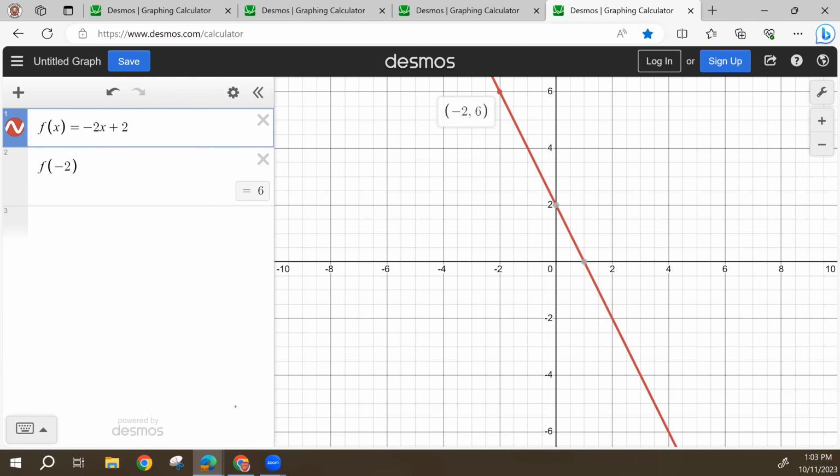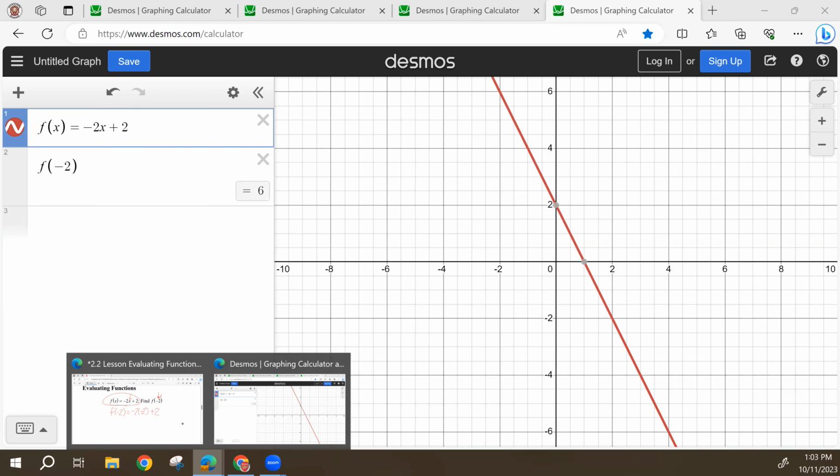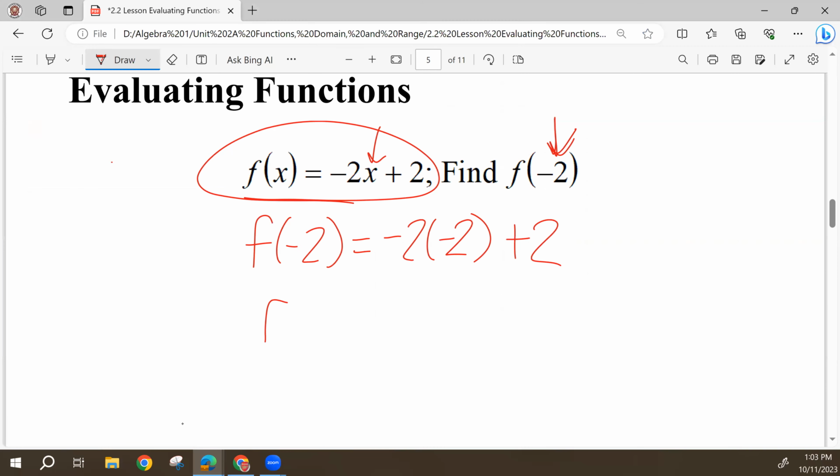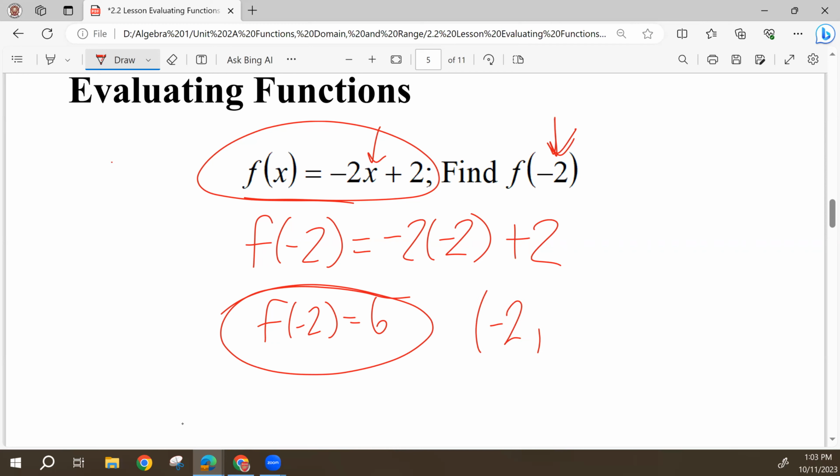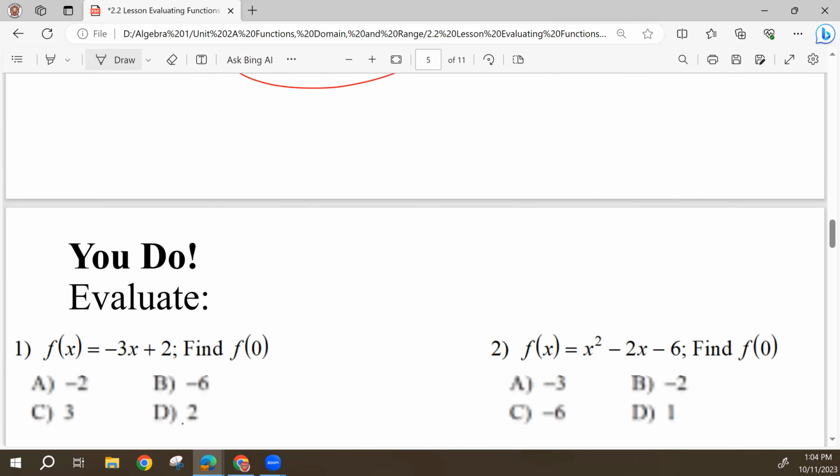It's hard to get there exactly. (-2, 6). So when we evaluate the function at -2, our answer is 6. What that means is we have a point on our function that has coordinates (-2, 6). And we're going to talk more about that kind of stuff in the future. So for right now, we are practicing evaluating functions.